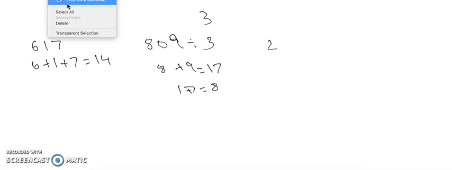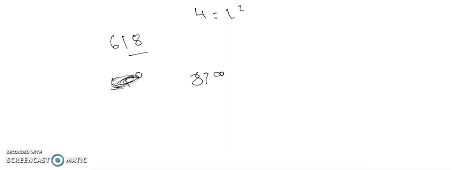Now I'll show you how to do it with 4. Since 4 is equal to 2 to the 2nd, we will look at the last 2 digits. So if 618, we will look at 18. 18 divided by 4 has a remainder of 2. Another example would be 879. We will look at 79 and we would say 76, so it has a remainder of 3. 76 divides by 4, so it has a remainder of 3.